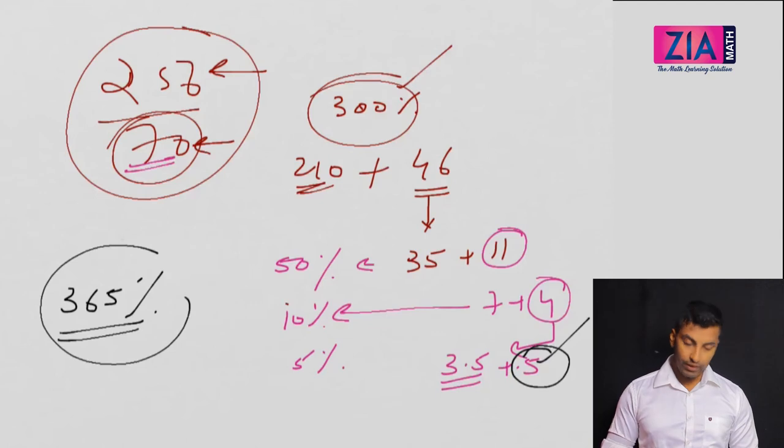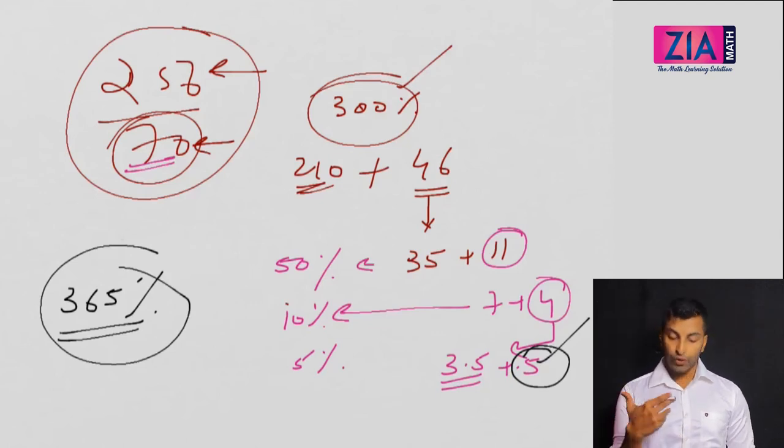So I am concluding it with 365%. So 256 is 365% of 70.